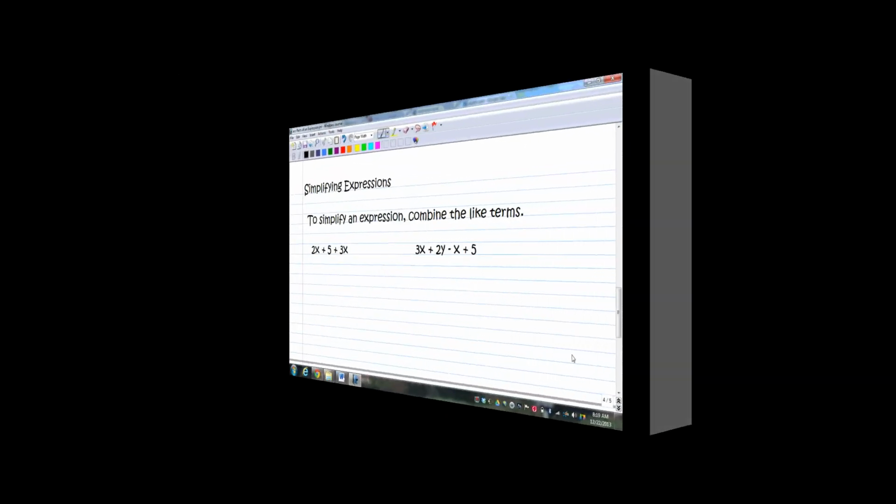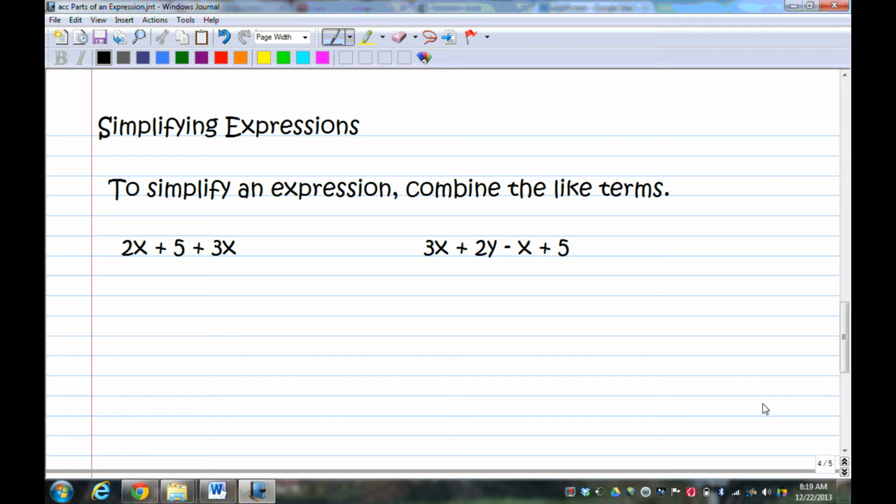Now that you know what the parts of an expression are, you'll be able to simplify the expressions. The way that you simplify an expression is by combining like terms. So you have to identify them, and then you combine the coefficients. Very simple process. So what I'm going to do is identify them by drawing a square around them, like this. Remember that I'm including the sign.